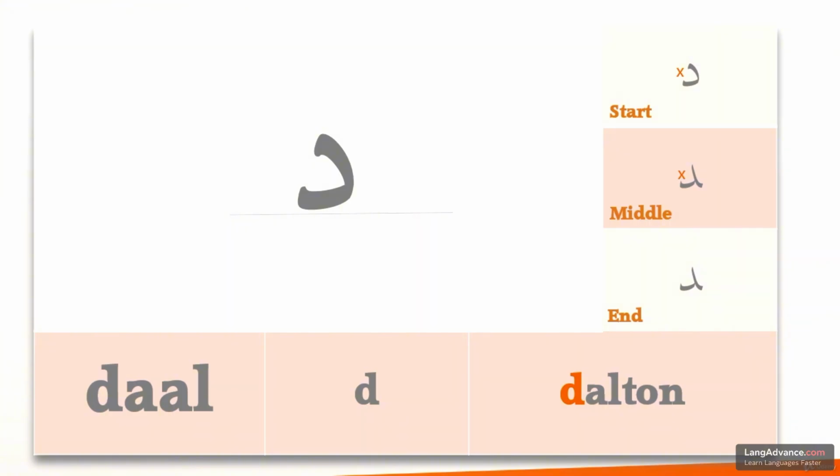Dal is like D in English, Dalton, and at the start it's written like this, in the middle, and at the end. The X here means that no letter will come after this connected to it. So there could be letters after dal in a word, but the letter won't be connecting to the D. So we cannot connect this and something else.